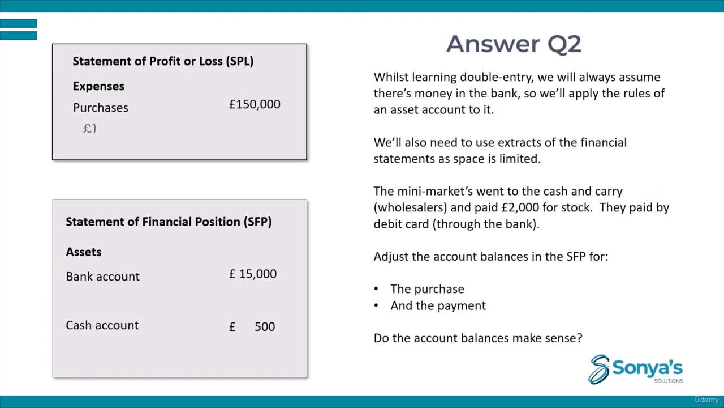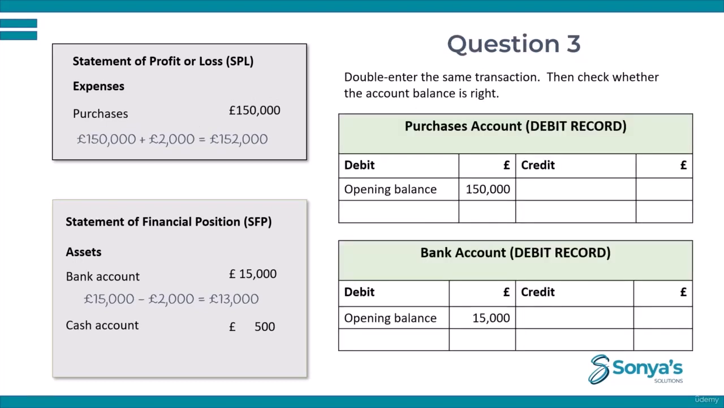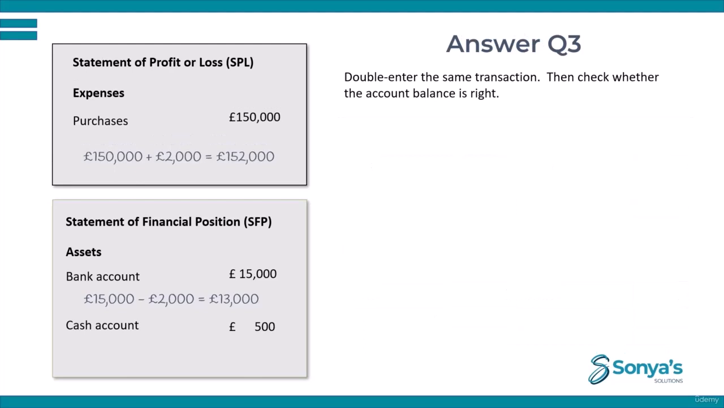We need to increase the cost of purchases by £2,000 to £152,000 and reduce the bank balance for the payment from £15,000 to £13,000. Get ready to pause the video to give yourself time to read and answer the question. Did you notice you're working with two debit records?